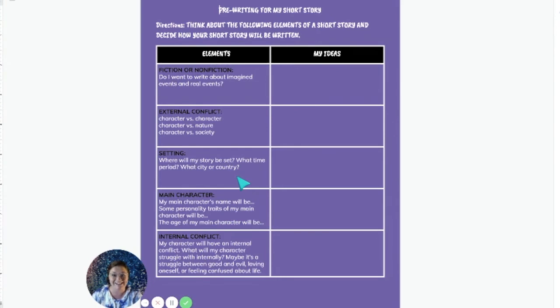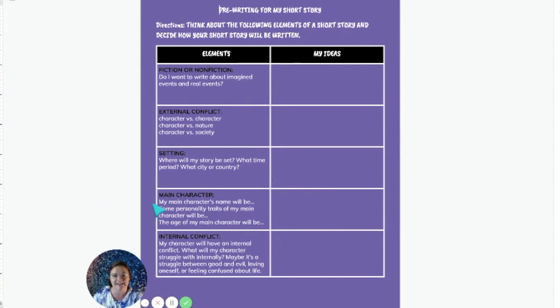Next, the setting, right? Where will your story be set? What's the time period of your story? What city or country, or like I said, could it be outer space even? Absolutely. I want you to put your ideas here and be descriptive, right? The more information you can have about your setting, the better off you will be when you actually go to write your short story.